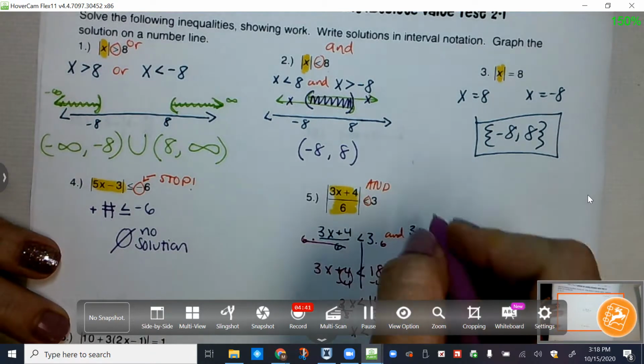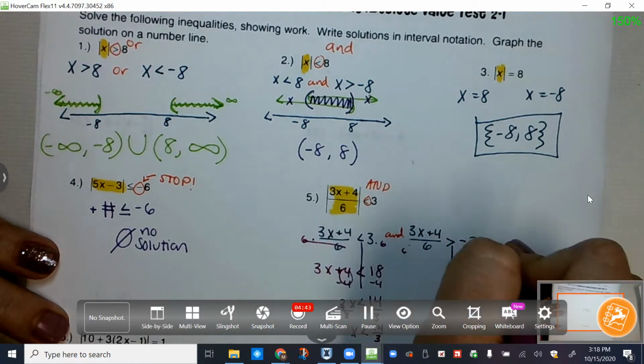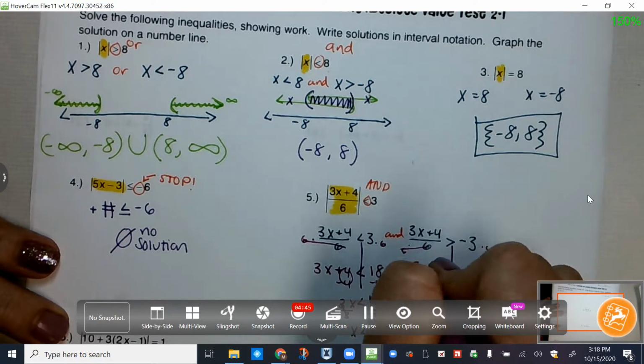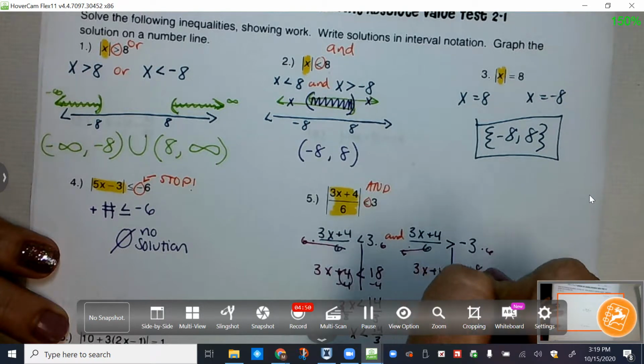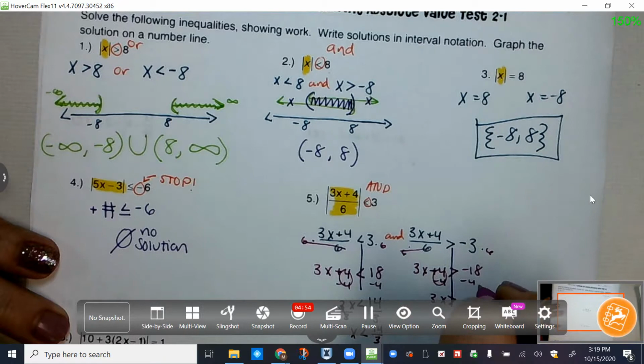Okay, then we have this one, so we're going to multiply both sides by 6. We get 3x plus 4 is greater than negative 18. Minus 4, minus 4. 3x is greater than negative 22. Divide by 3, divide by 3. Okay, again, it does not simplify, so x is greater than negative 22 over 3.